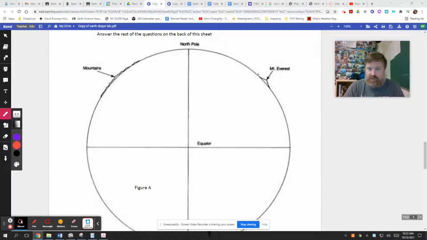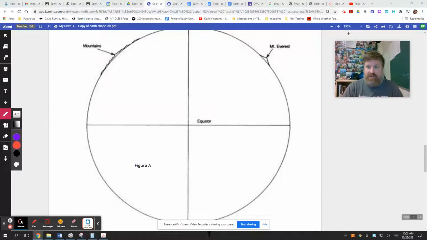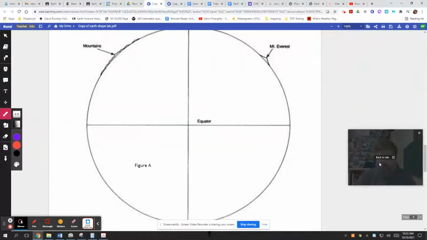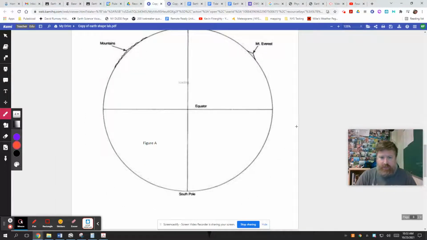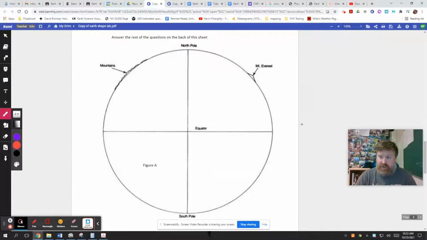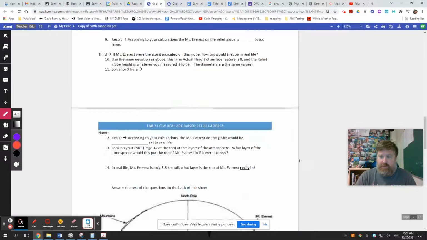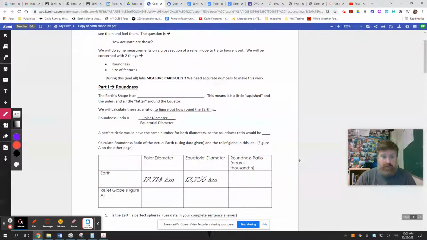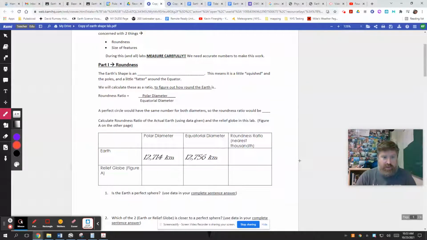How accurate is it? With Mount Everest right here, if that Mount Everest is the height on the relief globe, and I'm thinking that it's about right. It feels like it's a bump that's about that big. How accurate is that? How round does this look? If we just take a peek at it here, let me zoom out a little bit. It looks pretty darn circular. How round is this compared to how round the real actual Earth is? So part one is roundness, part two will be the smoothness.